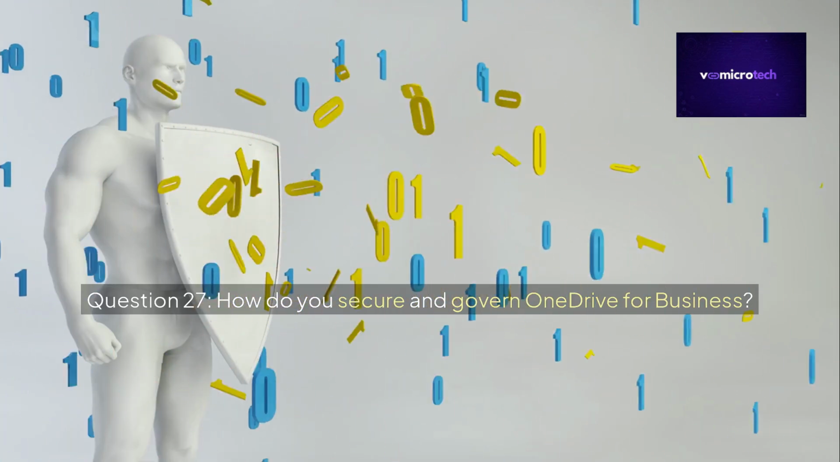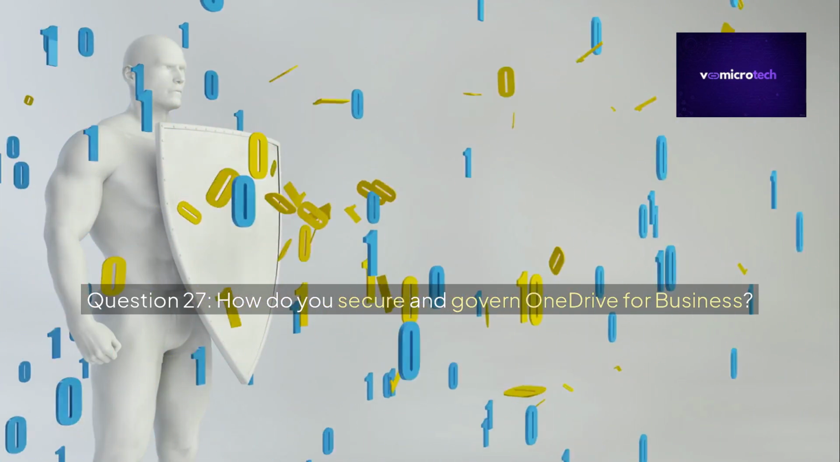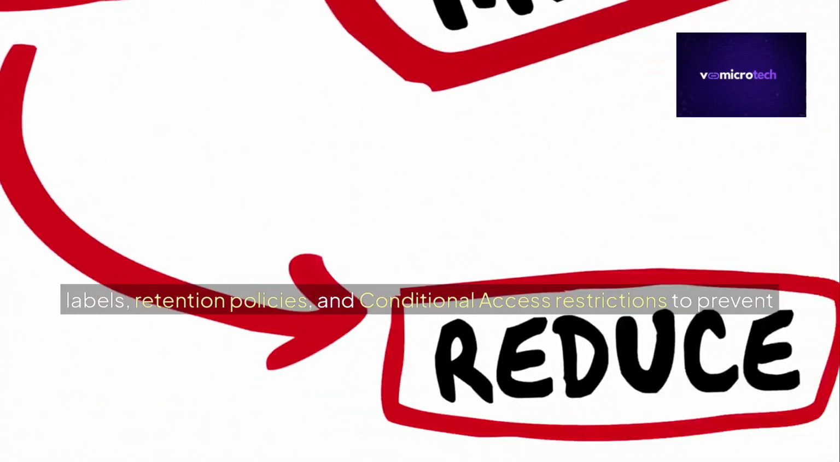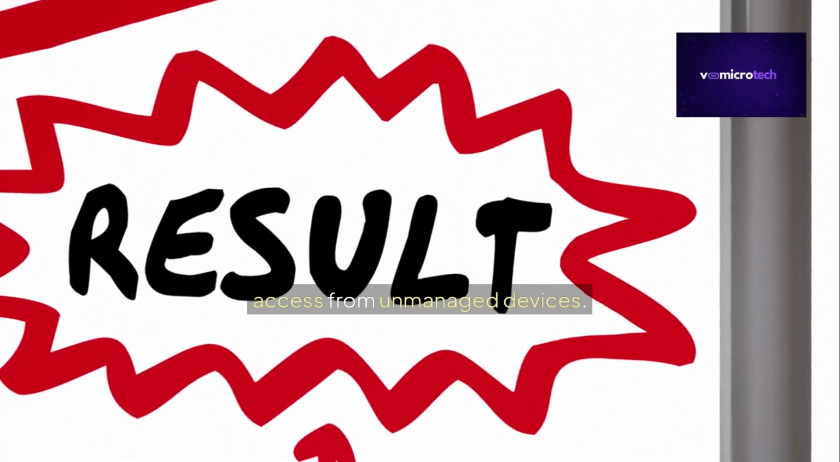Question 27. How do you secure and govern OneDrive for business? Answer. Apply sharing policies, data loss prevention rules, sensitivity labels, retention policies, and conditional access restrictions to prevent access from unmanaged devices.